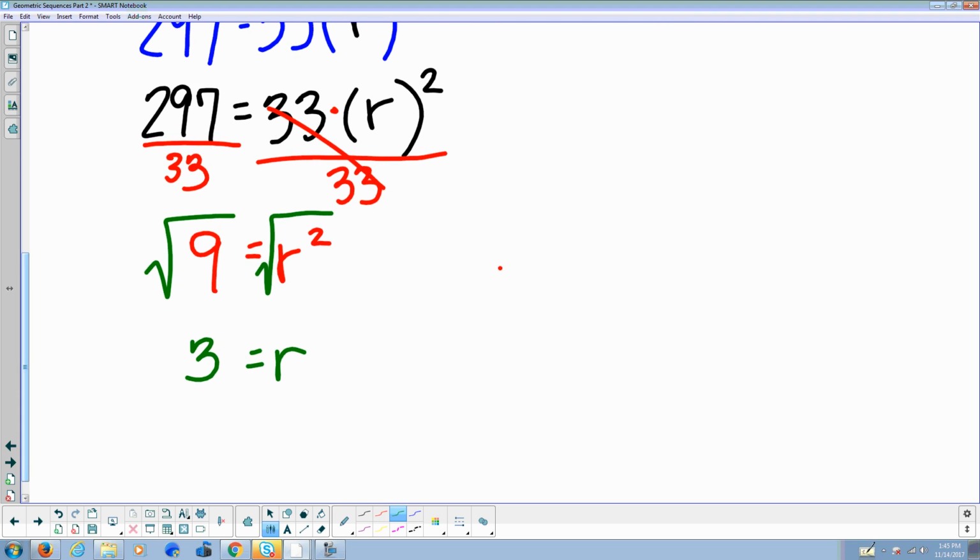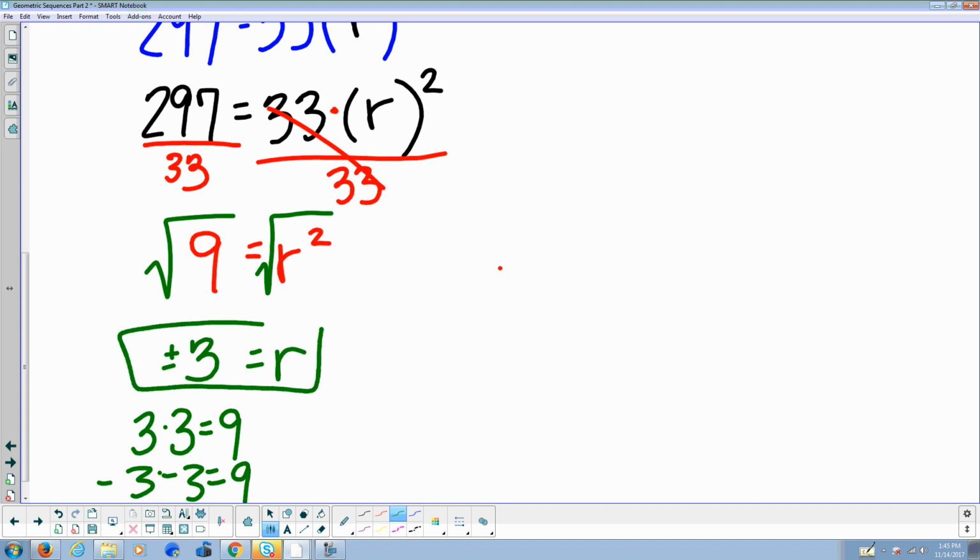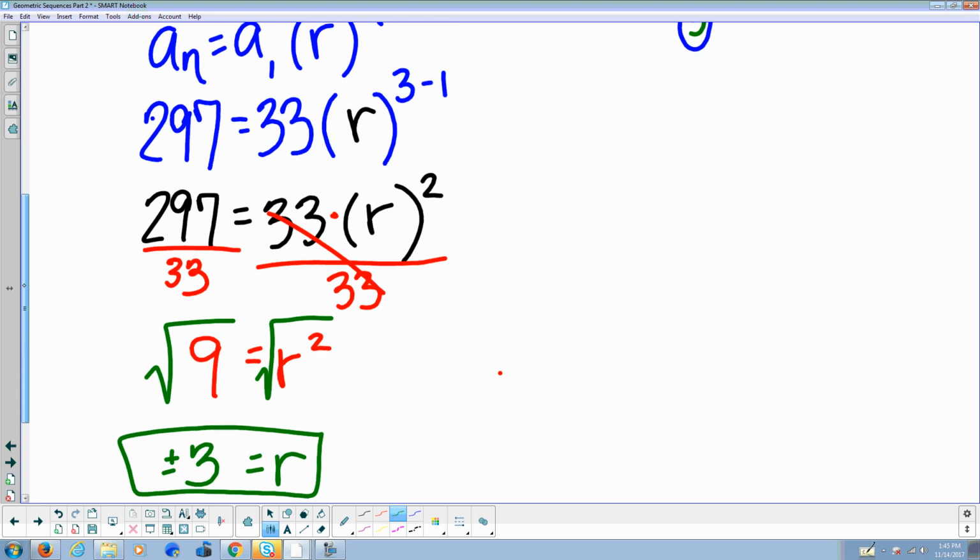And I want you to think about the fact that when you take the square root of 9, 3 times 3 equals 9. So yes, the square root of 9 is 3. But also, negative 3 times negative 3 is 9. So the square root of 9 is also negative 3. So we'll say that R is plus or minus 3. It could be a positive common ratio or a negative common ratio.